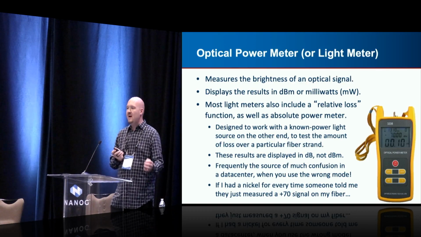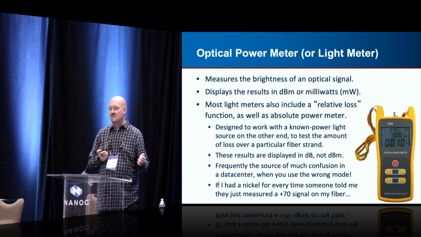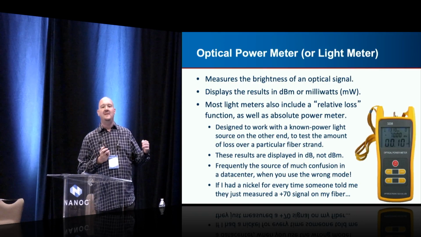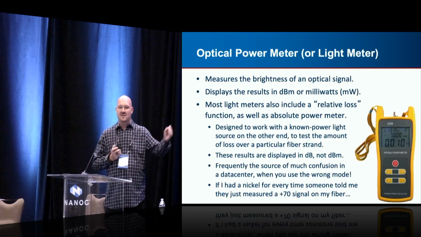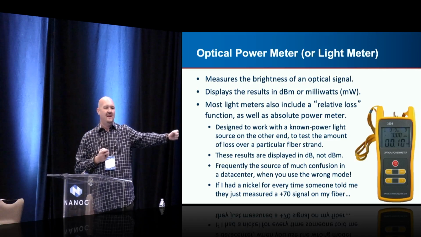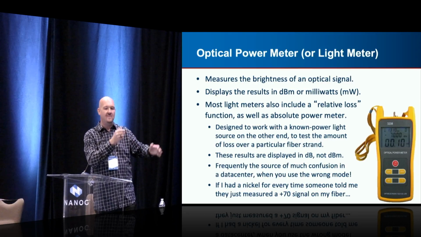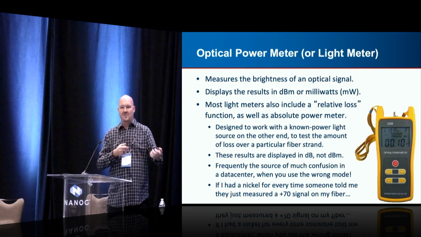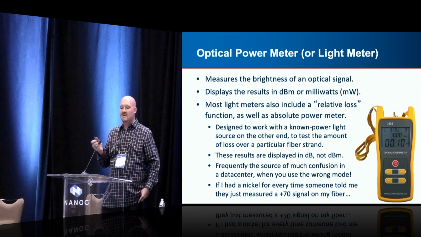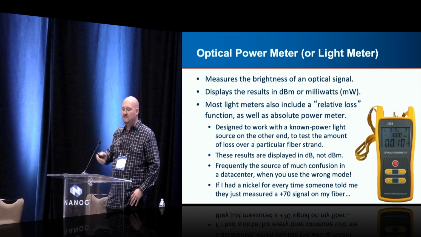If you have a light meter and it has a relative loss mode, if it has a button that says dB, that is meant to be used as part of fiber testing. So that's meant to be used with a known light source on the other side so that you can compare how much loss you have and say, hey, this cable has this much loss. But when you're actually plugging into a router and wanting to see how much light am I putting out, you need to be in dBm mode. You need to be in the absolute mode.